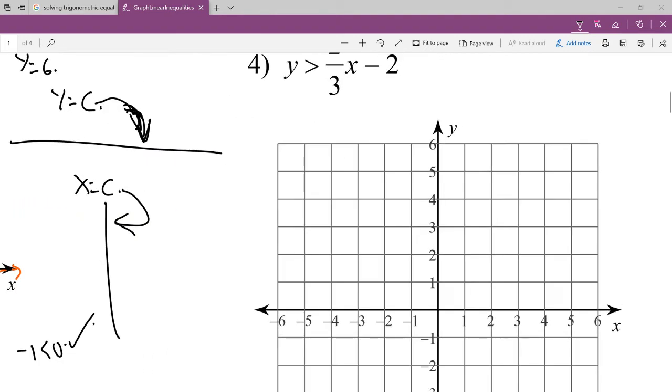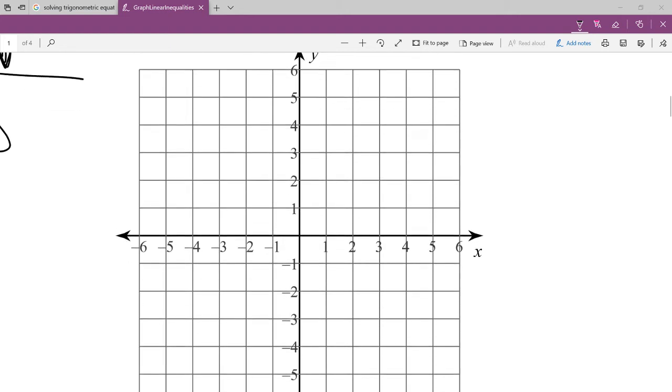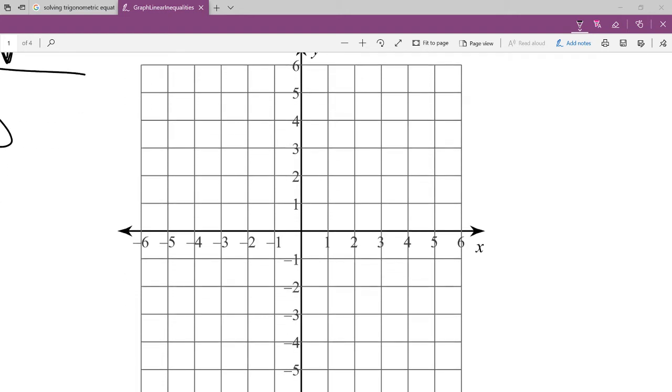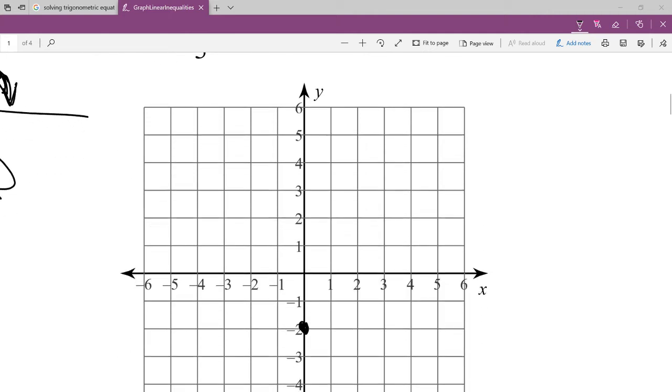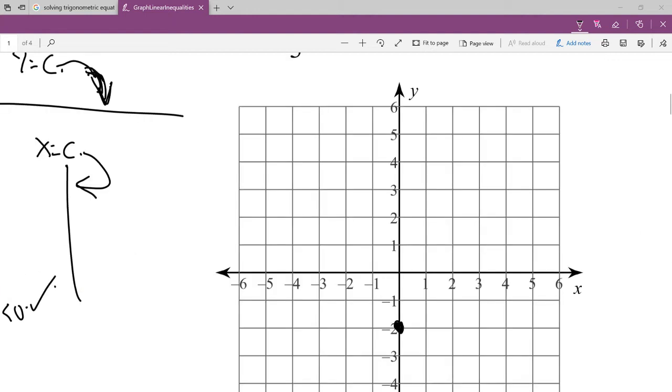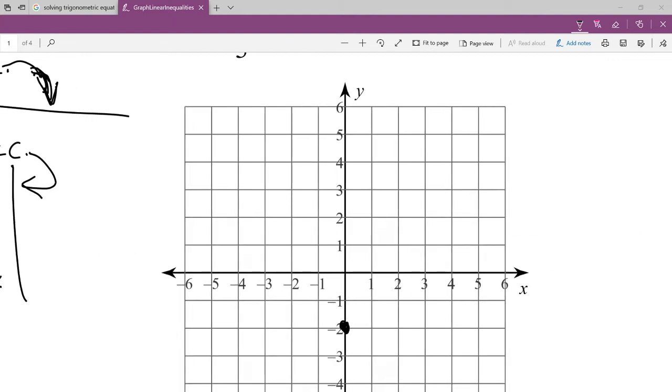Okay, so this one says y is greater than 2/3 x minus 2. So again, you would plot your y-intercept, and you would treat it like an equation. So you would say 1, 2, 1, 2, 3, and repeat that for each step of the slope.